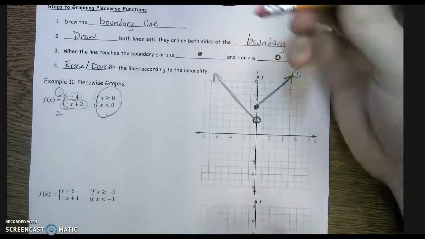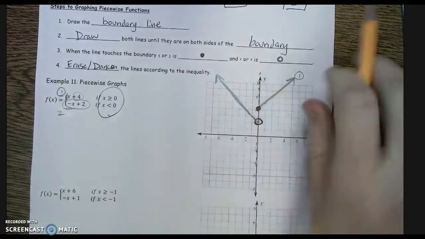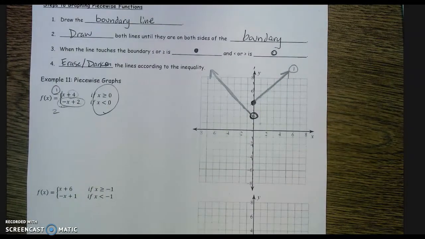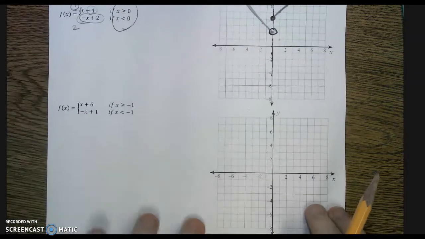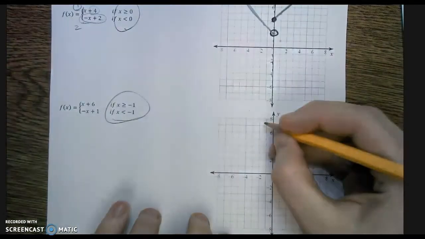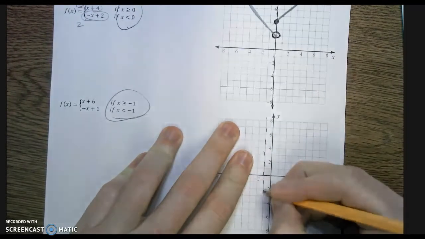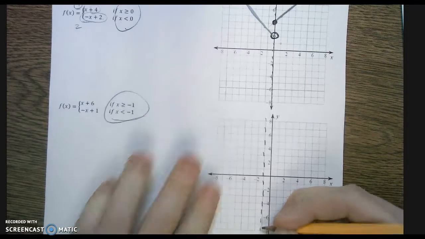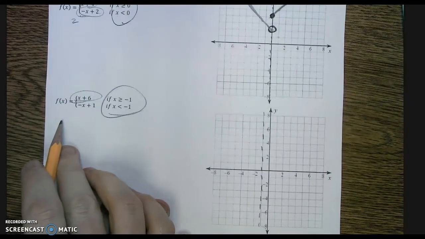When all is said and done, none of the pieces should overlap. You should have a piece going left and a piece going right. So that is your function for example 11. In example 12, we're going to do the same thing. Let's start with our boundary line at -1. So I'm making a dotted line at -1. I'm going to draw both graphs using the y-axis, not using the dotted line.